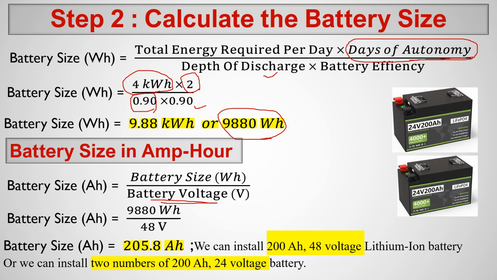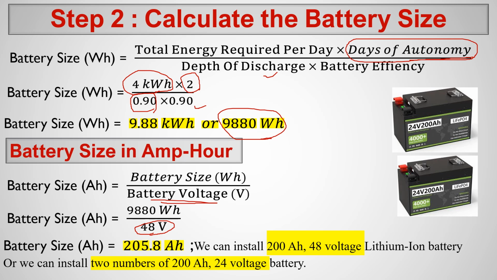For this size battery, it's good to have a 48 voltage battery. We can have a 24 voltage battery as well. So if we use a 48 volt battery, we need 205.8 amp hour. So we can approximate it to 200 amp hour. It's fine because we can leave that 5 amp hour.